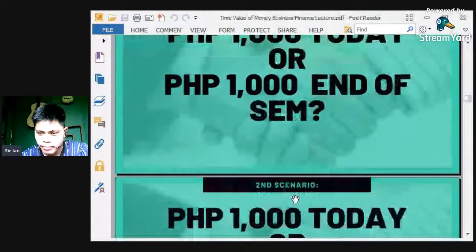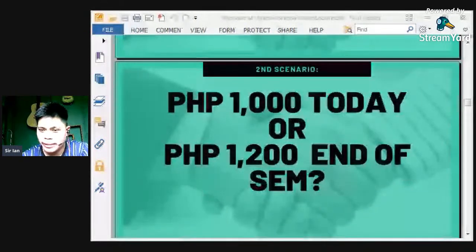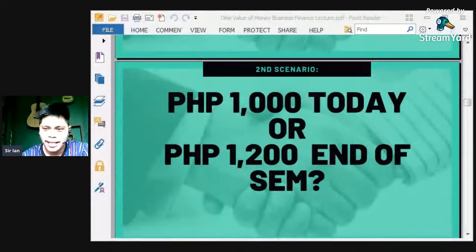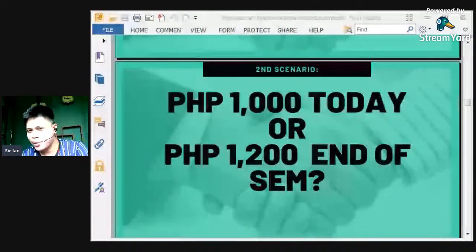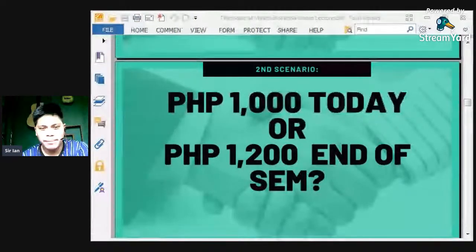Second scenario tayo. For example, your options are bibigyan kita ng 1,000 pesos ngayon or kung after the semester mo pa kukunin, ang ibibigay ko sa'yo ay magiging 1,200 pesos. Now, what will you choose? Siguro may iba na kukunin nyo yung 1K today. Ang iba naman, kasi sayang din yung 200, sige, after the semester ko na lang kukunin yung pera. Impossible hati yung decision ng madlang people sa scenario na to. Kunin mo yung 1,000 today or mag-iintay ka na matapos ang sem for you to get the 1,200? Sayang nga naman ang 200.